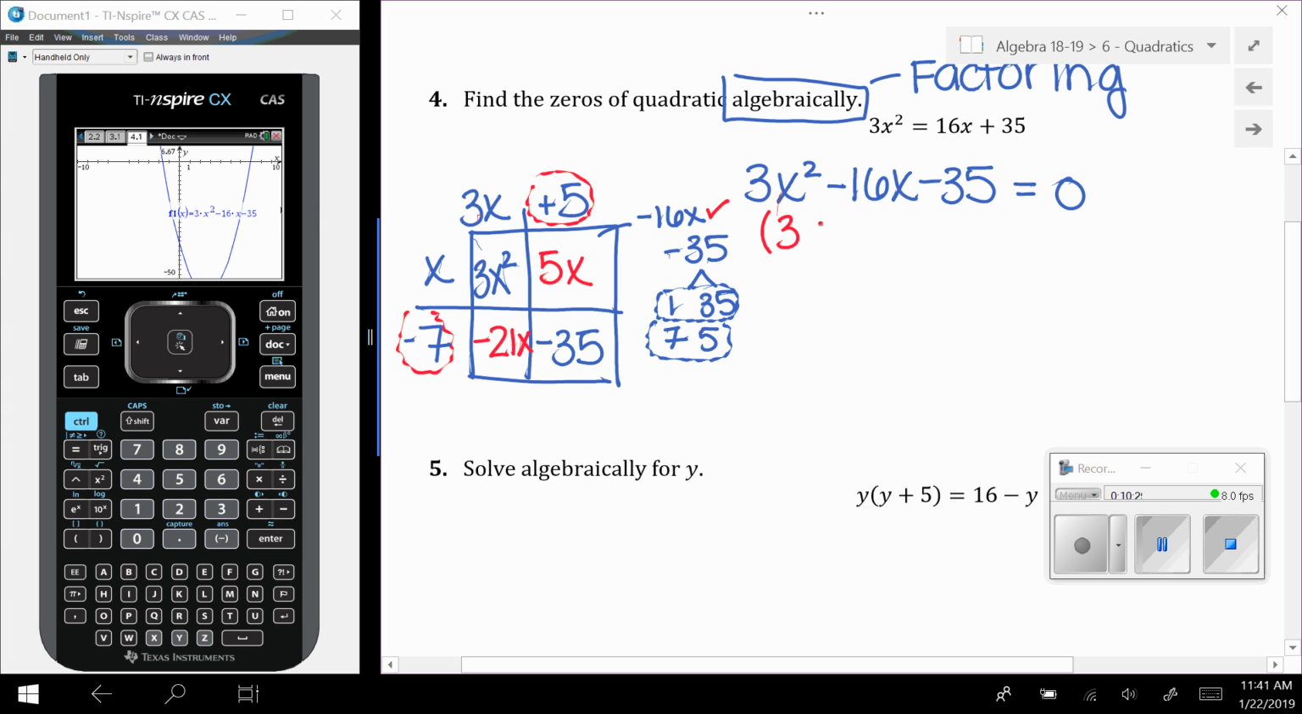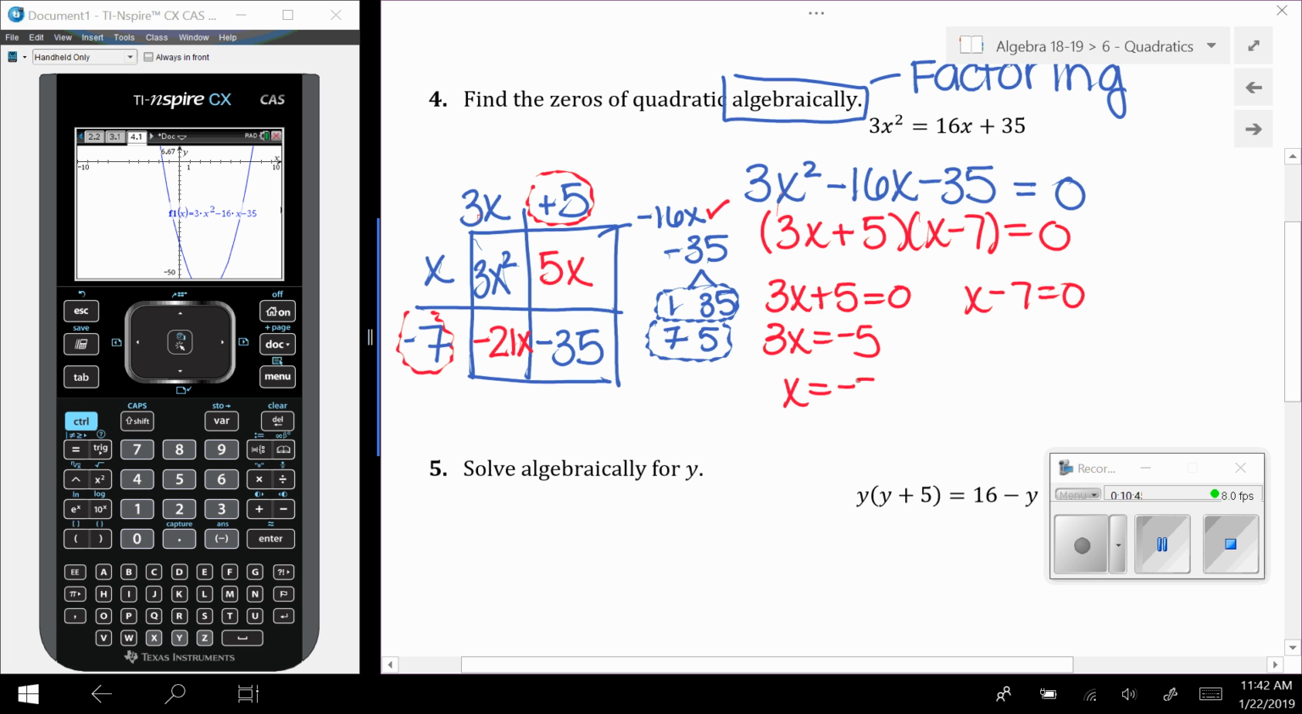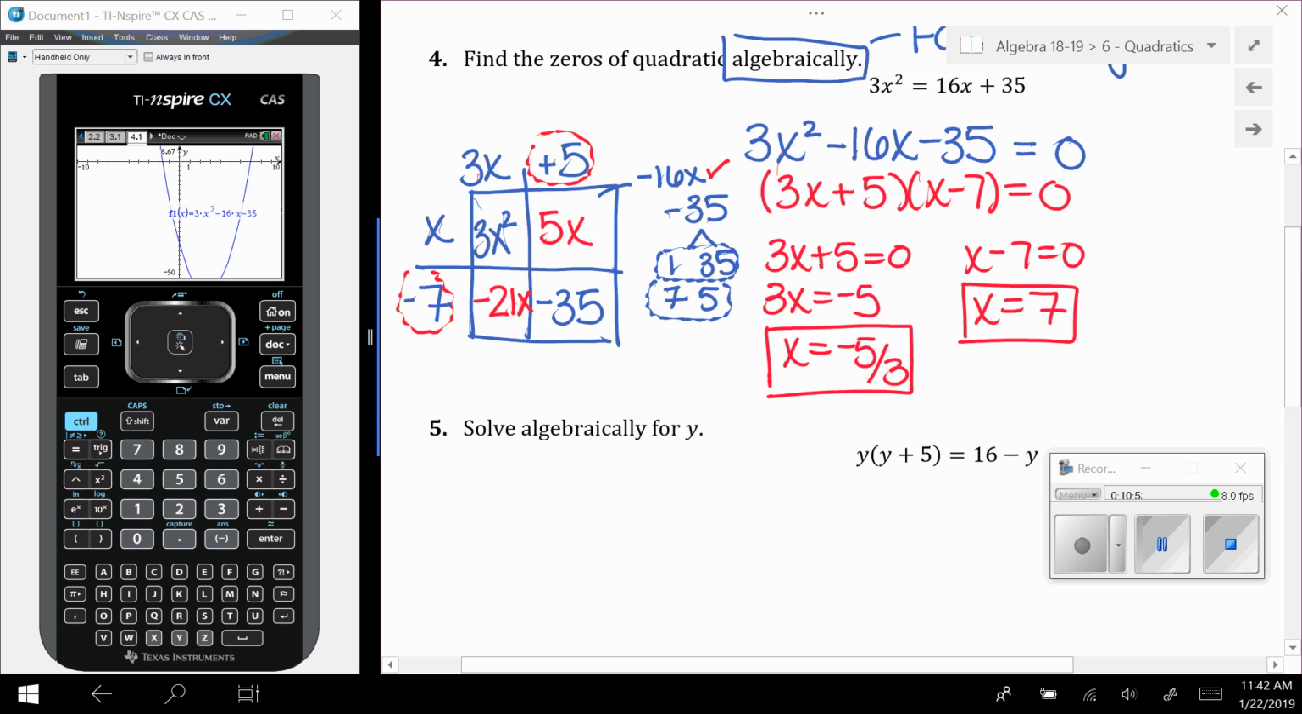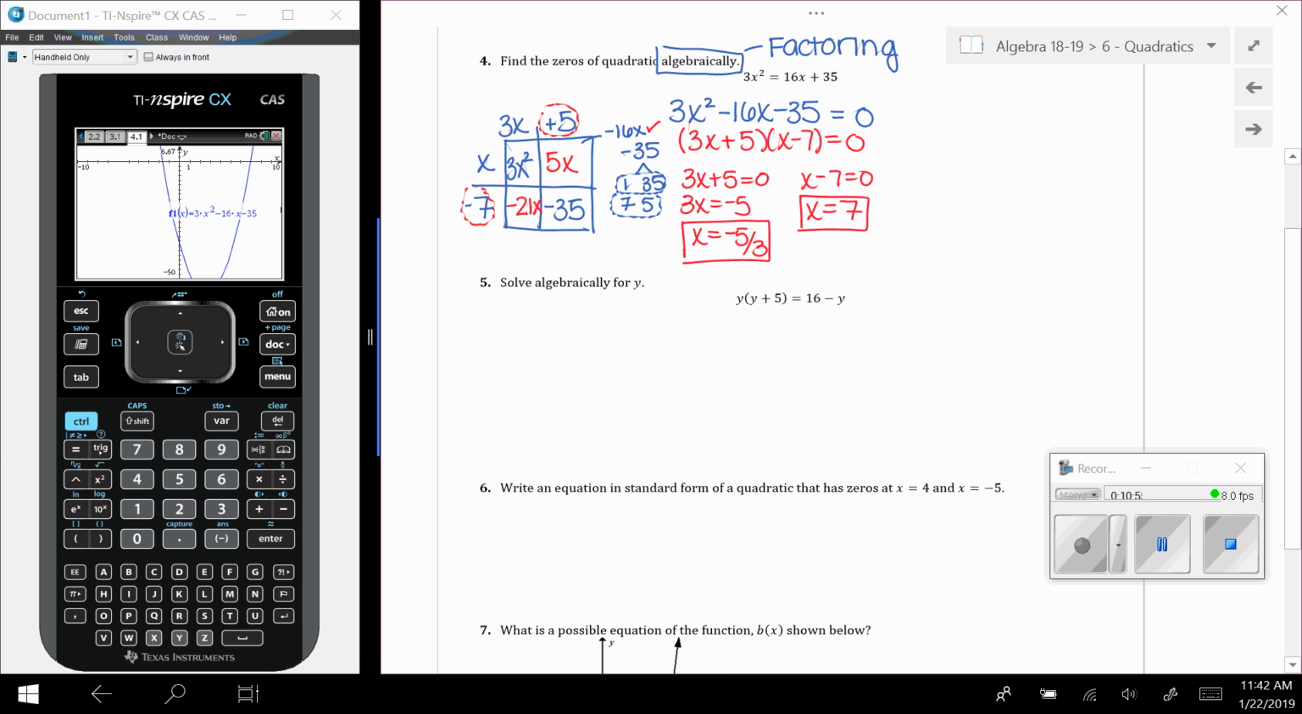This is the work you must show. 3x plus 5 times x minus 7 is equal to 0. And then I'm setting each factor equal to 0. So 3x equals negative 5, dividing both sides by 3, x equals negative 5/3. And then this one's pretty straightforward. It's x equals 7. So your quadratic equation has 2 solutions.